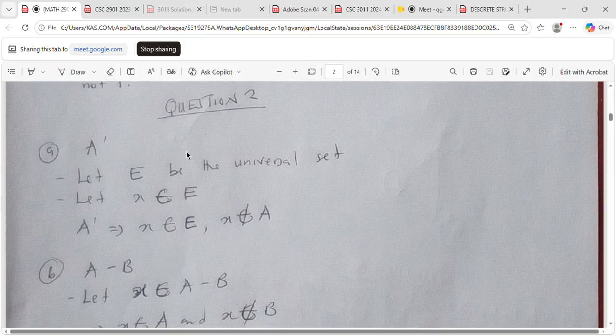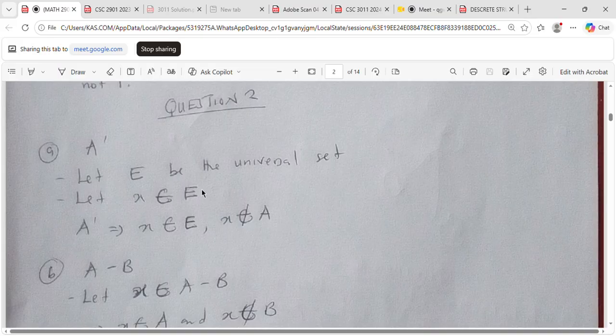Basically there are a lot of ways you can answer this question. This is not the only way. If you choose to put E as the universal set, then you say X will be a member of that universal set, and so on and so forth.